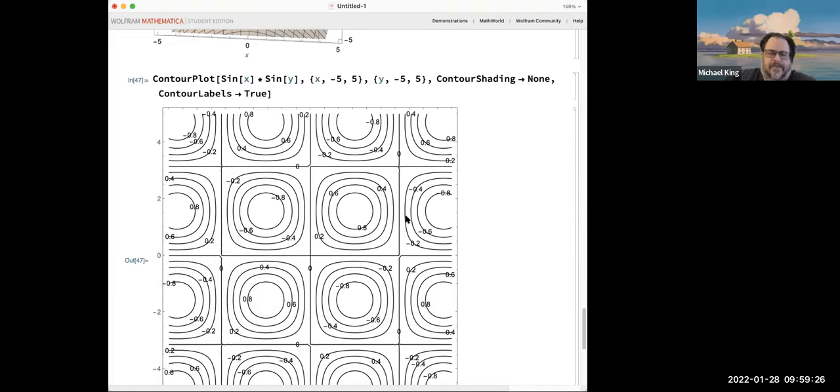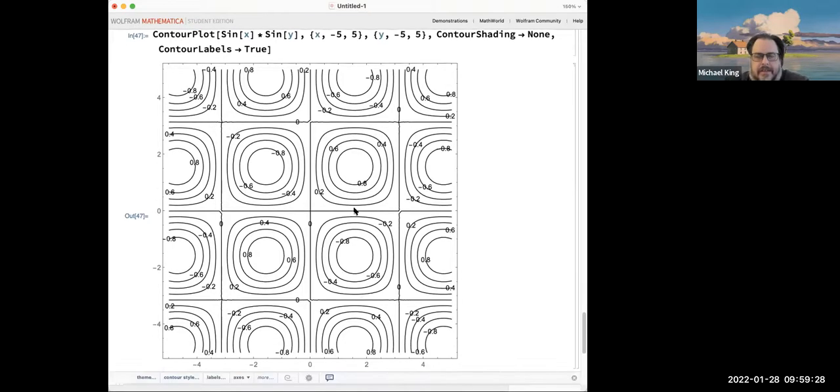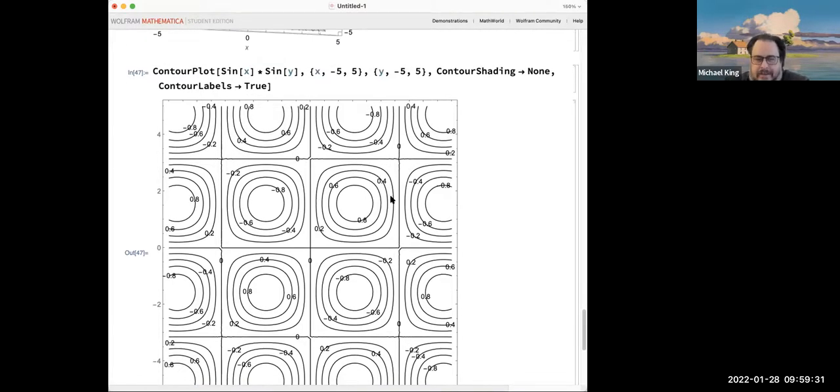So you can sort of convince yourself of it. These curves, sine x times sine y equals constant, are weird. These are not circles. They're something else, but it's kind of fun to start playing with this.